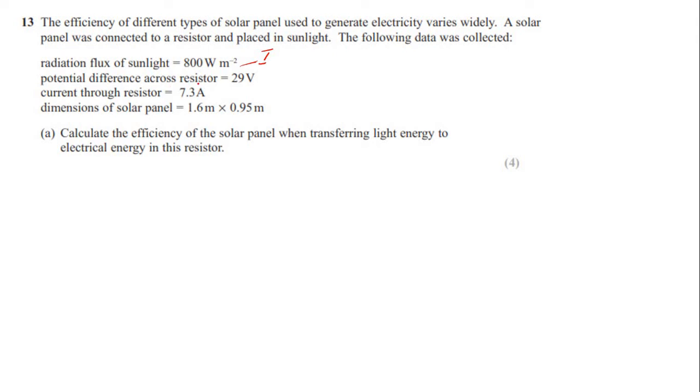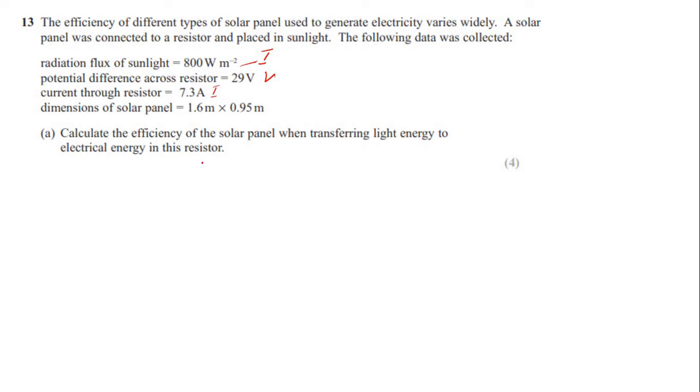Potential difference across the resistor is 29 volt. This is V. Current through the resistor is 7.3 ampere. Dimensions of the solar panel is 1.6 by 0.95 meter. Calculate the efficiency of the solar panel when transferring light energy to electrical energy.